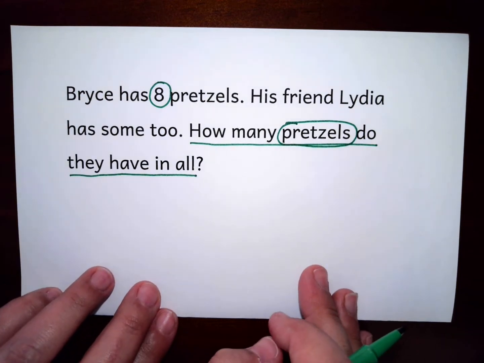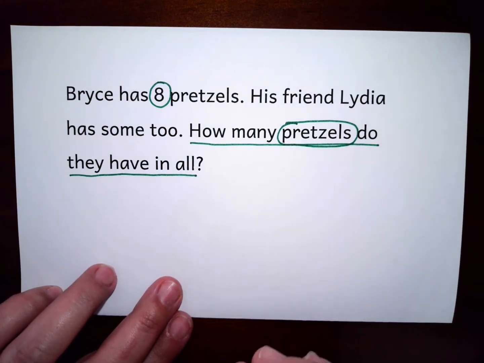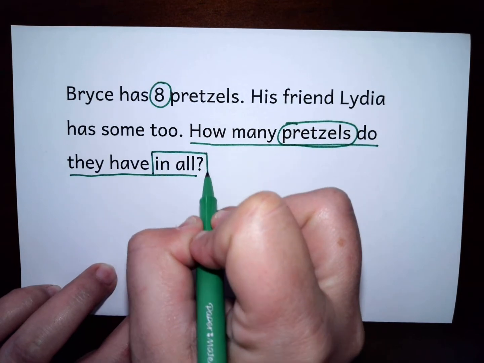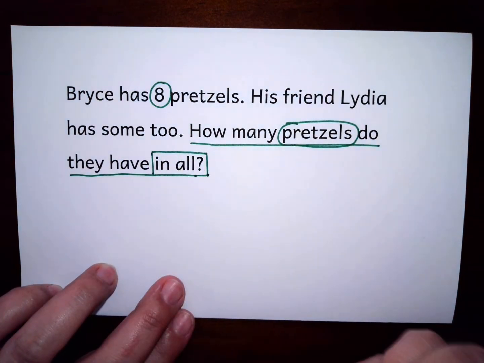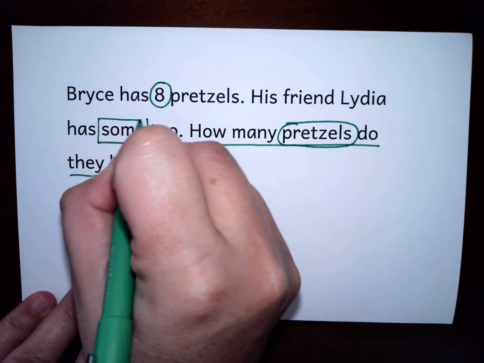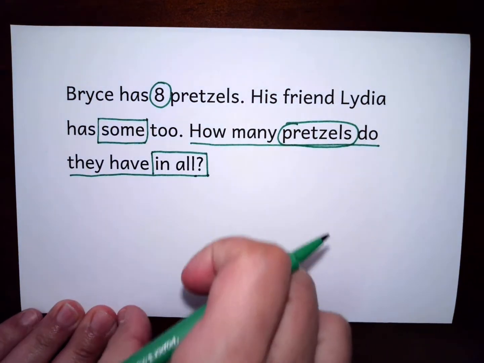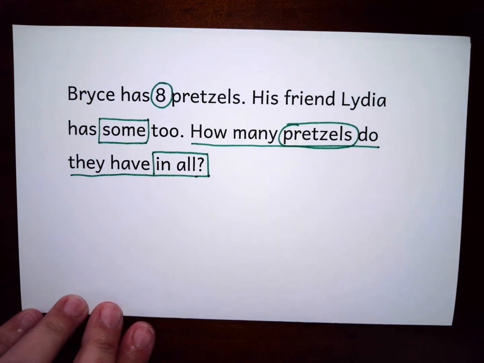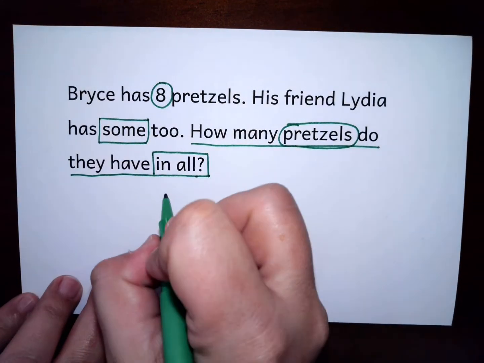Now, I don't see any other numbers. That makes me a little suspicious. I'm going to see if I can find any clue words that are going to help me. I see the words in all. I also see the word some. So if I were to write an equation from this word problem, let's see what I would get. I would start with 8.